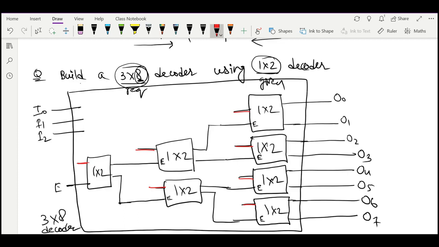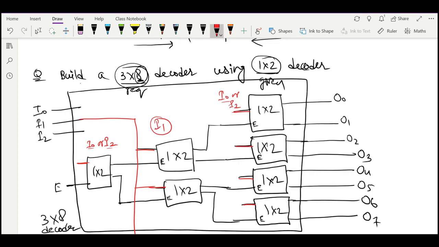So we know that somehow this is either I0 or I2, and this must be I1 only. So one thing is for sure, that this is I1. Why? Because these are the inputs and we have 3 inputs. In any manner, if we give I0, I2 or I2, I0, in between I1 will always be there. So the middle one will be I1 only.